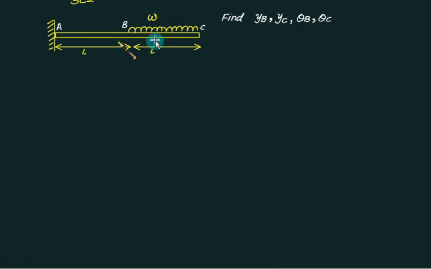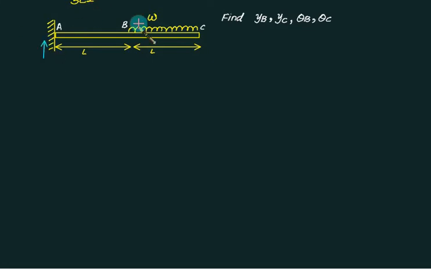Let's consider one cantilever beam with parts AB and BC. On the BC part, we have a UDL of load W. We have to find the deflection at point B, the deflection at point C, the slope at point B, and the slope at point C. For this purpose, first of all, we have to find the reaction at this point.